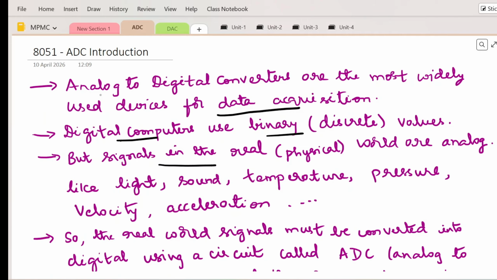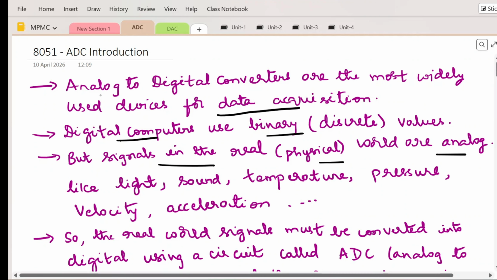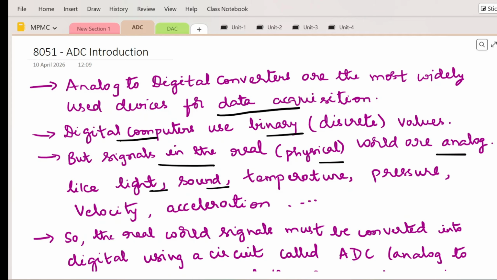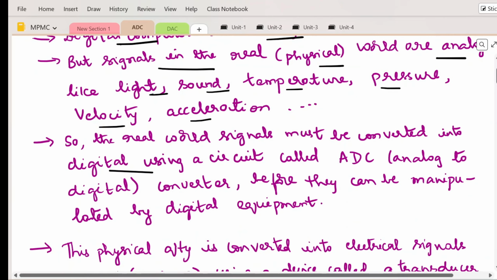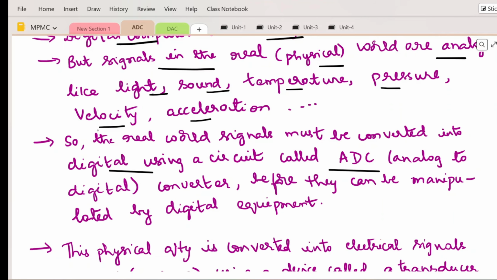But the signals in the real world or the physical world are analog in nature. The examples for these signals are light, sound, temperature, pressure, velocity, acceleration, humidity, and so on. These real world signals must be converted into digital signals by a circuit called an A to D converter, simply ADC, before these can be manipulated by a digital equipment.